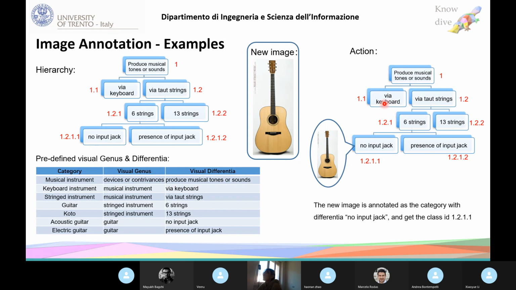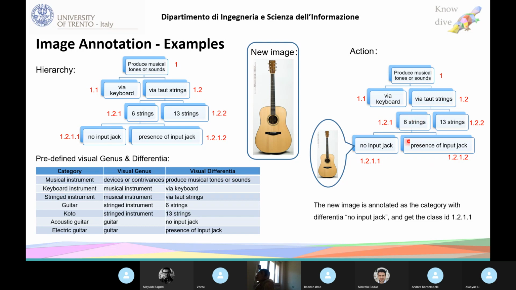It means that in this category, the genus produces musical tones and songs. So here, we ask the annotators if the image can produce sounds via a keyboard. The answer is false, so we go to the next object here, and also ask if the new object can produce sounds via taut strings. The answer is yes, so we go down and enter the new horizontal loop, and follow the previous process.